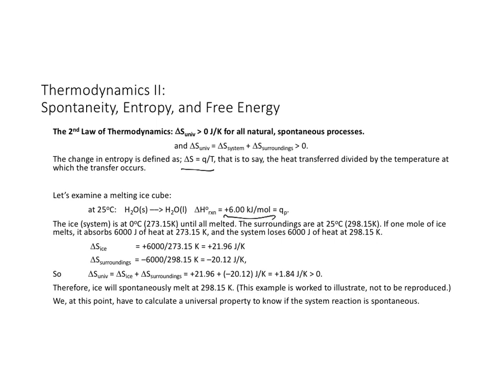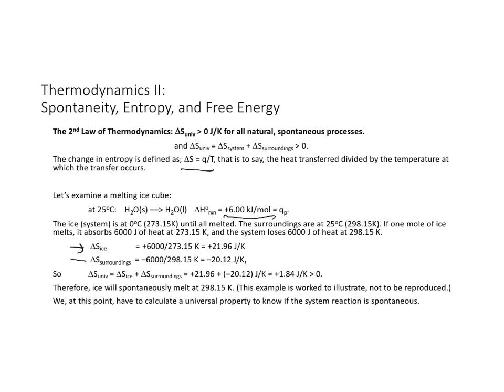So the entropy change for the ice is going to be plus 6,000, it gains 6,000 joules, divided by 273, or plus 21.96 joules per Kelvin. The ice becomes more disordered. Delta S ice is positive.